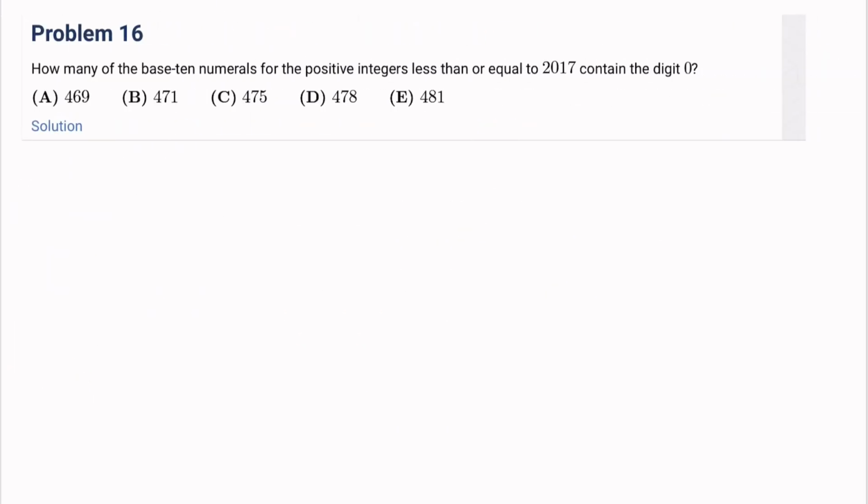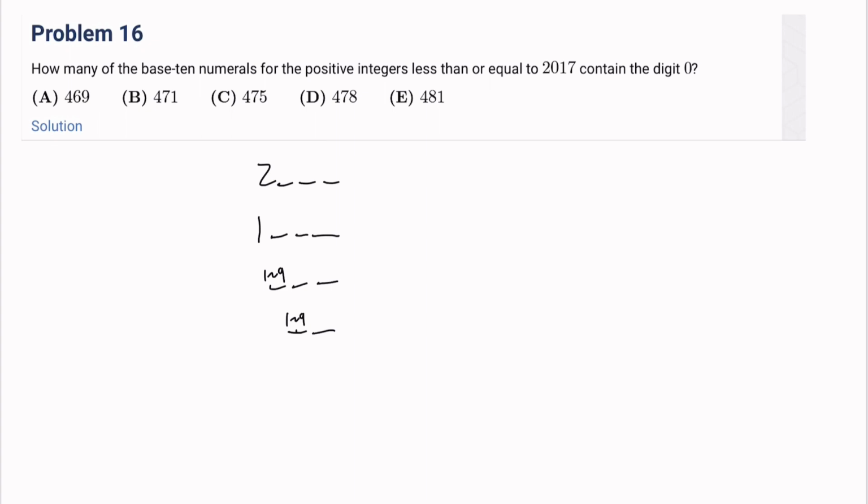Number 16, how many of the base 10 numerals for the positive integers less than or equal to 2017 contain the digit 0? Okay, so first of all, our possibilities are the numerals being 2, 0, something, something, or 1 something something something, or just something something something, with the first digit being from 1 to 9, and just something something, a two-digit number, with the first digit being from 1 to 9. And that's it, right? Because just 0 is not counted, right?